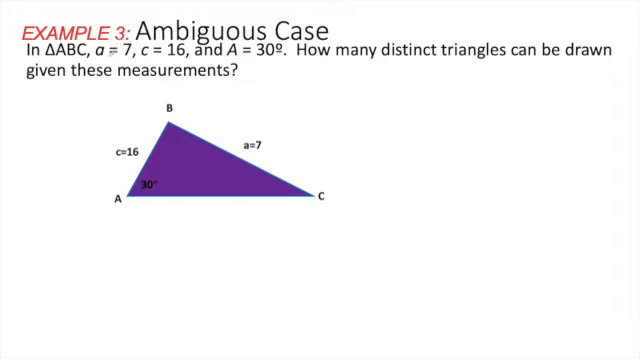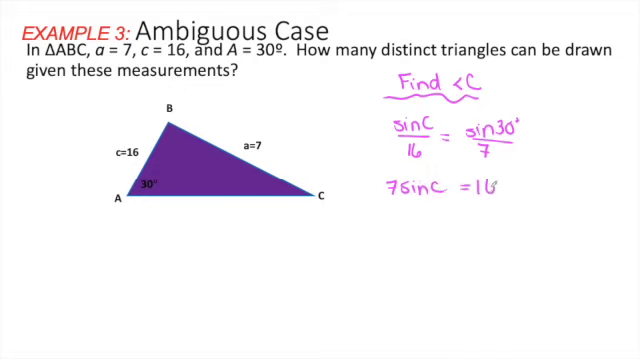Exact same thing here. So side A is 7, side C is 16, and angle A is still 30. We're still going to find angle C, so same thing again. Should be getting good at this by now. So sine C all over 16 is equal to sine 30 all over 7. 7 sine C is equal to 16 sine 30. Divide by 7, and then you're going to go sine inverse of 16 sine 30, all divided by 7.